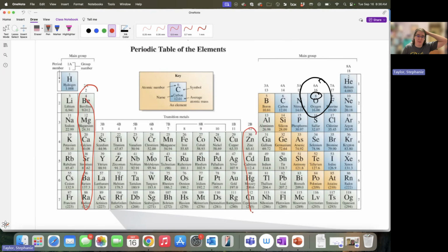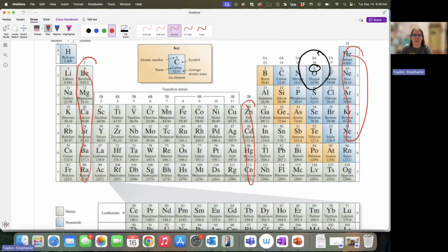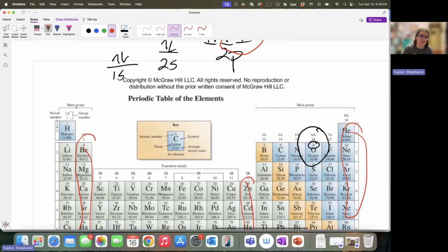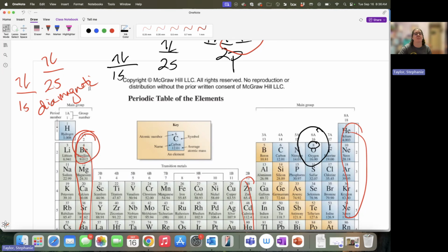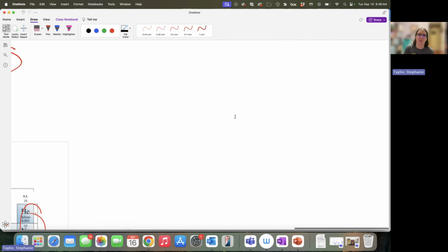When you're looking for diamagnetic in the ground state, you are looking for things that are going to have filled subshells. So you do things like your noble gases, things like that. But beryllium, good old beryllium, 1s, 2s. This is diamagnetic. Every electron is paired. So usually your atoms that are at the ends of those blocks are typically diamagnetic.